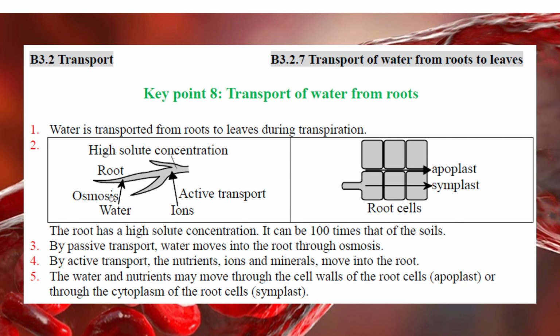And then when they are all inside the roots, the water and the nutrient move up through the cell wall or through the cytoplasm. Unfortunately we have two names. Move through the cell wall, we call it apoplast. Move through the cytoplasm, we call it symplast. You have to distinguish them.